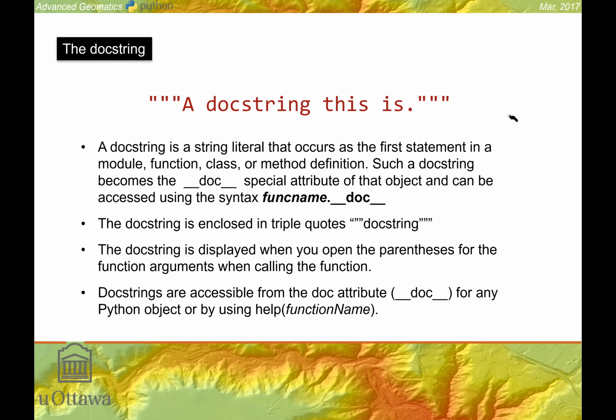So let's look at the doc string a little bit more. A doc string is a string literal that occurs as the first statement in a module, function, class, or method definition. So doc strings are used across all kinds of Python language constructs. And for any function, class, module, etc., you can access the doc string by itself using the double underscore doc double underscore special attribute. So my function dot double underscore doc double underscore can be accessed as such.